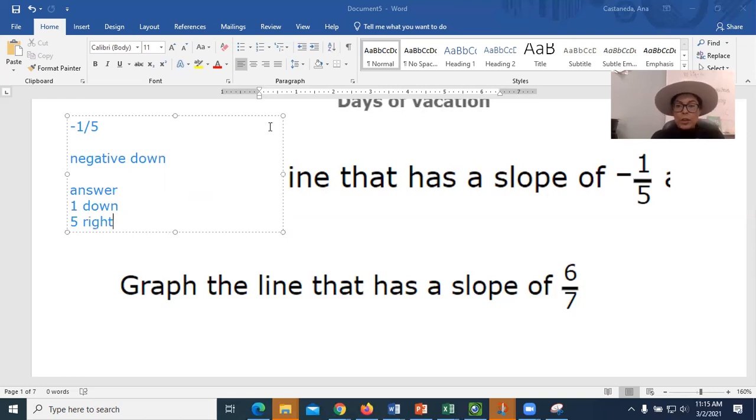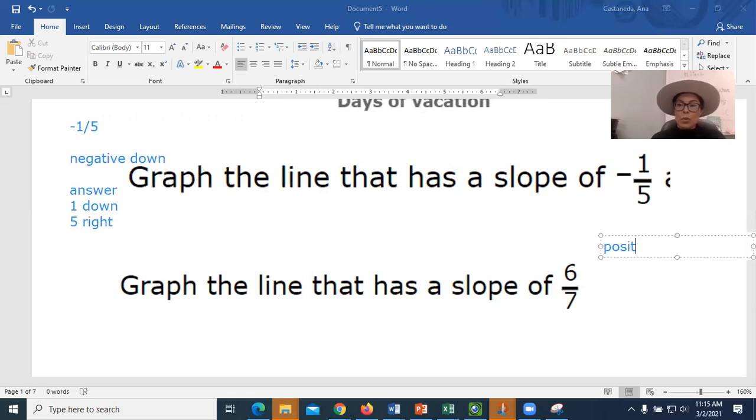Now, let's look at this other one right here, 6/7. Would you go up or down? This one's positive, so you would be going up. How many up? What would be your answer? It would be the top number, which is 6, so it'd be 6 up. And how many to the right? That's the bottom number, 7 to the right. That would be the correct answer for that problem.